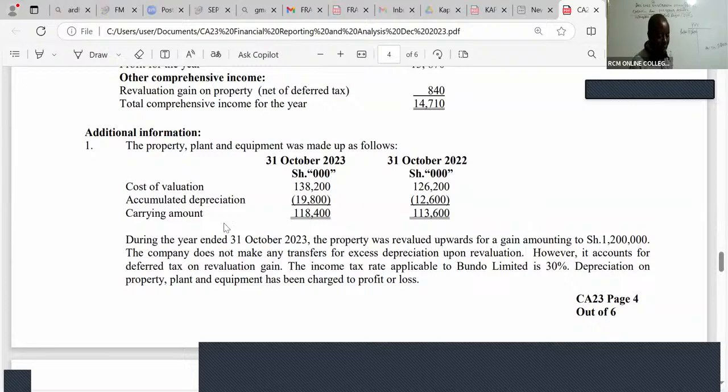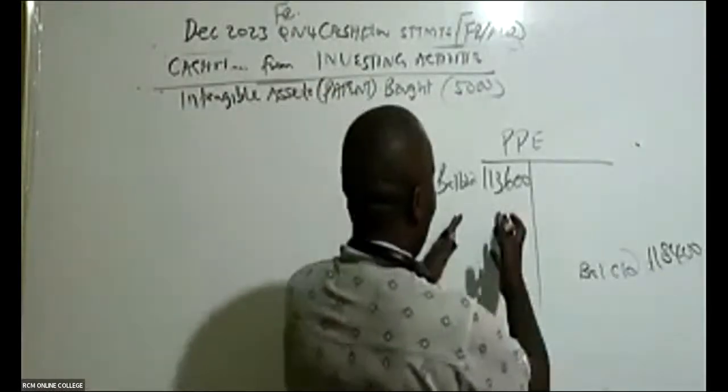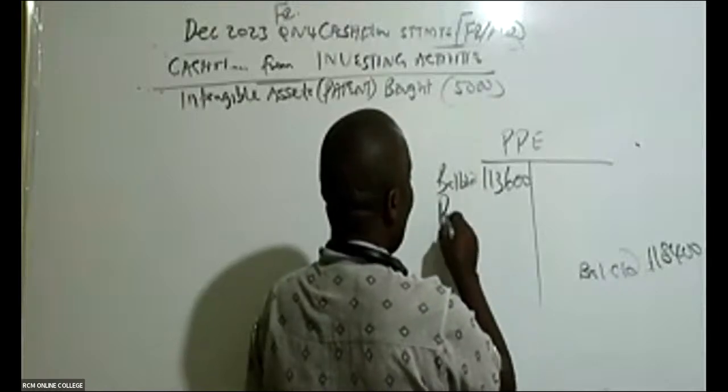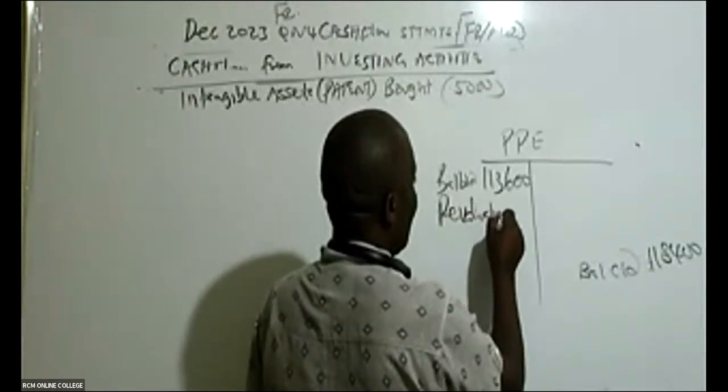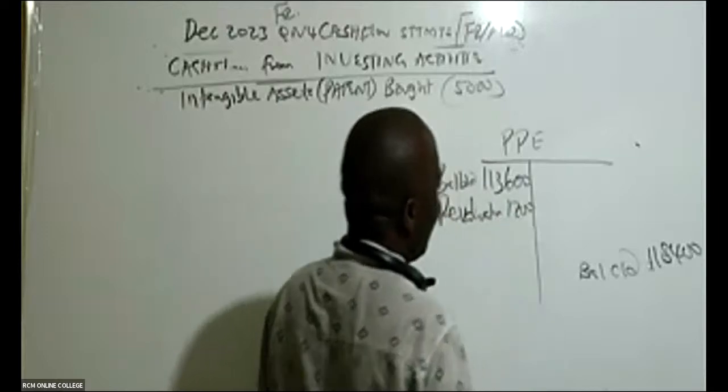Like now here you can see we are told during the year ended 31st October 2023, the property was revalued upwards for a gain amounting to 1,200. Remember the figures are in shillings thousands. So you'll come and tell us, yeah, revaluation. So you debit this. Revaluation will increase the amount by 1,200.